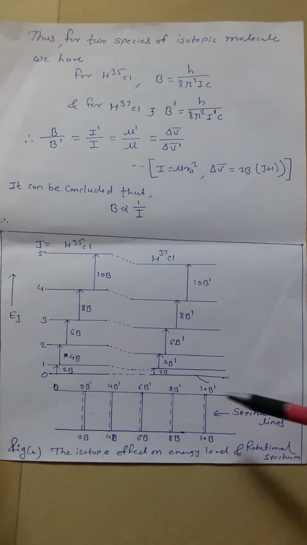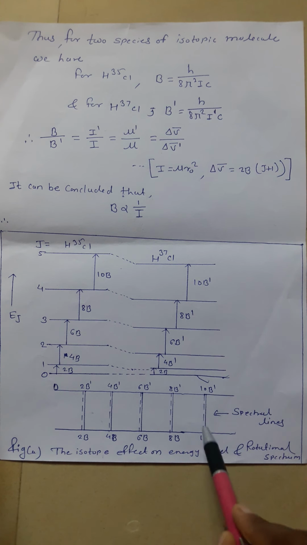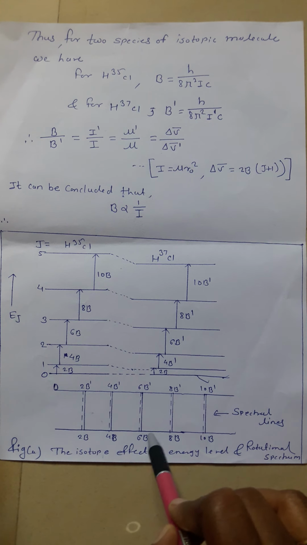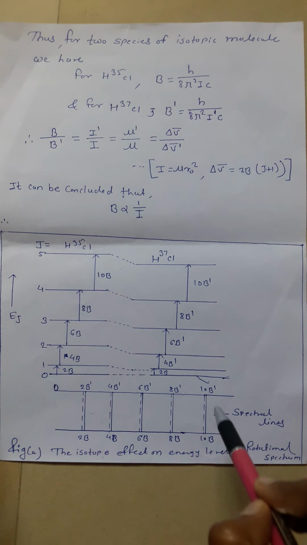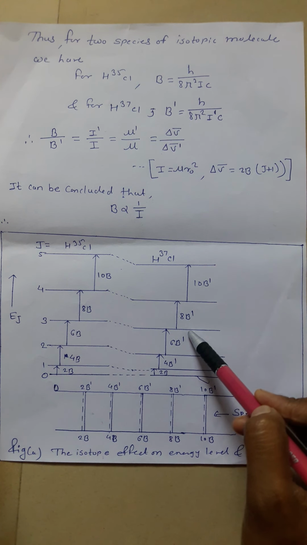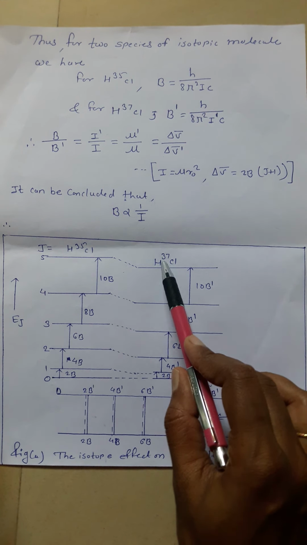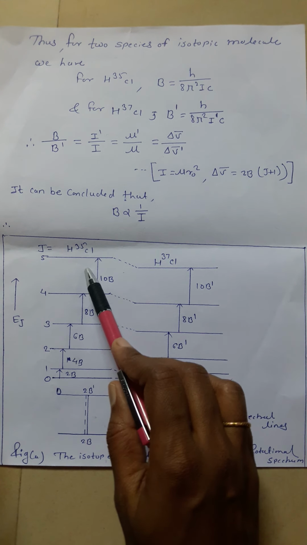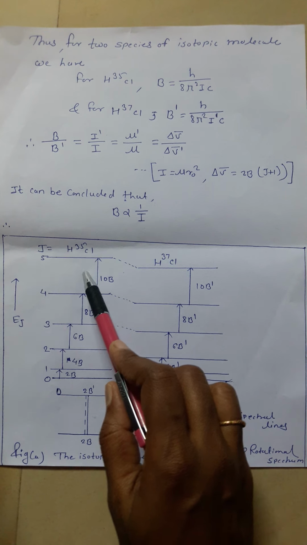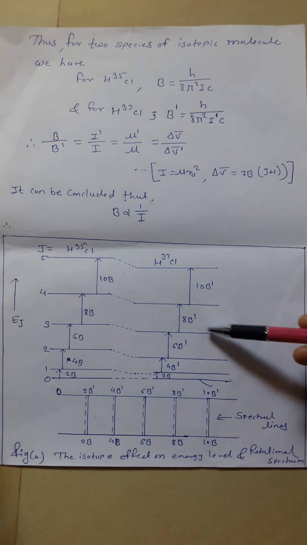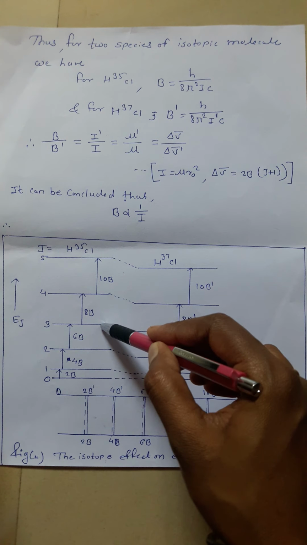Here these are the spectral lines: 10B and B dash, 8B and B dash, 6B and 6B dash. Here is the heavier isotopic molecule HCl37 and this one is the lighter isotopic molecule HCl35. The frequency separation of successive lines is smaller for the heavier isotopic molecule than for the lighter one.